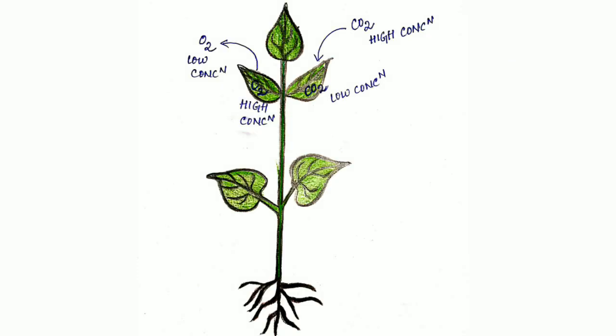Diffusion of gases takes place in plants. Carbon dioxide is present at a higher concentration in the atmosphere, and carbon dioxide is present at a lower concentration inside the plant. So carbon dioxide moves from the atmosphere into the plant through the stomata. In the same way, oxygen amount is at higher concentration inside the plant and it is at lower concentration out of the plant. So it diffuses out of the plant.